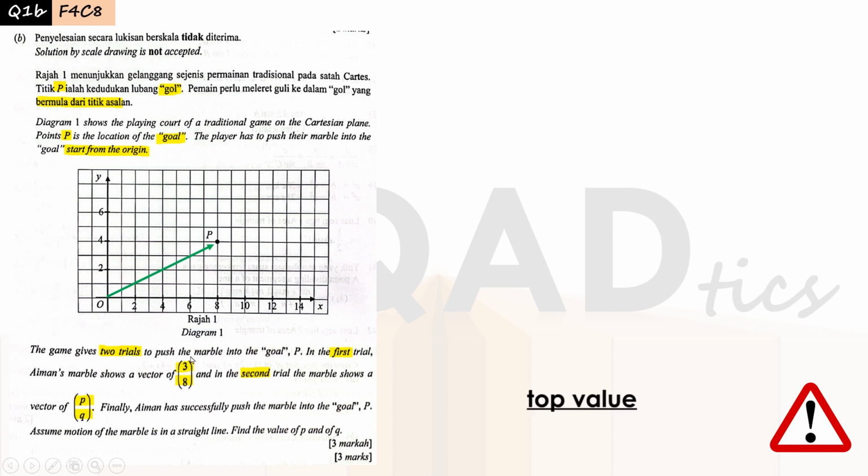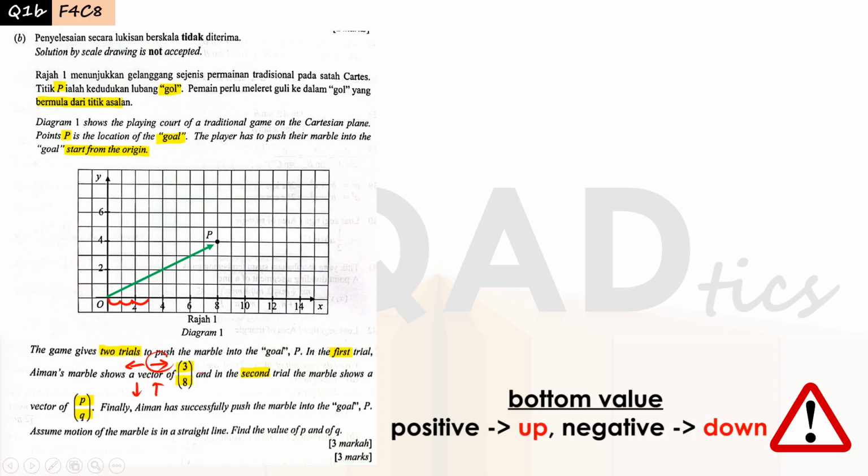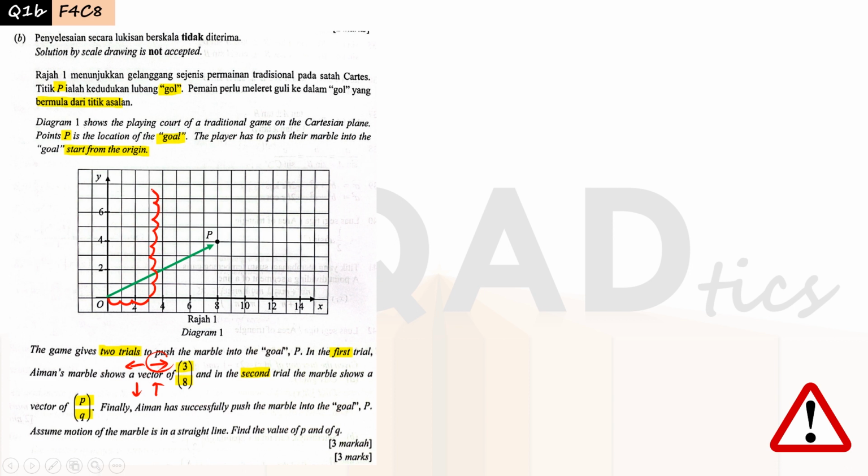The value on top represents the movement if the marble goes to the left or to the right. If it's a positive value, it means we are going to the right by 3 units. 1, 2, 3. The bottom value represents the movement going down or up. If it's 8, it means we are going 8 units upwards. 1, 2, 3, 4, 5, 6, 7, 8. So you can imagine that the first vector looks something like this.